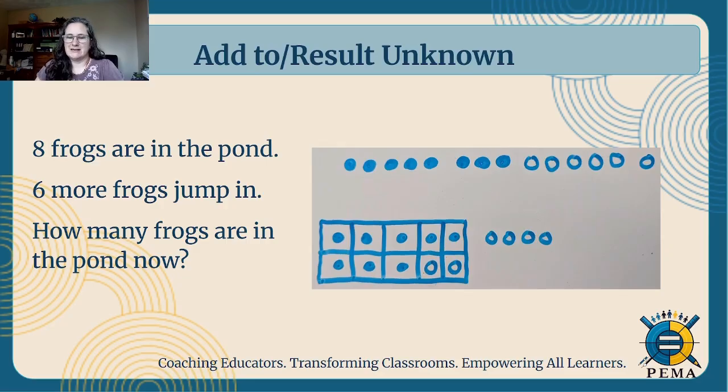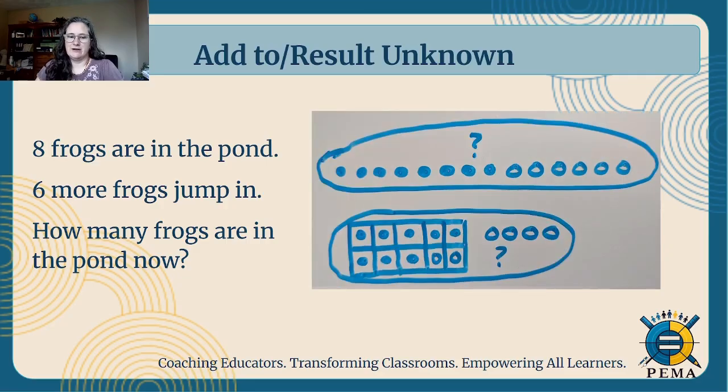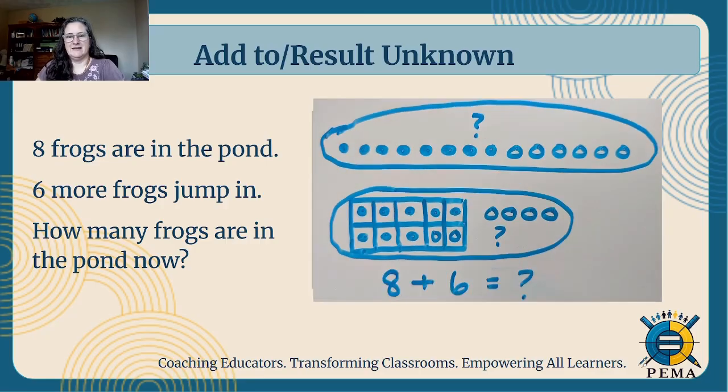Our question is asking, how many frogs are in the pond now? In other words, we want to know, after we added 6 more, what was the end result? How many are in the pond at the end of the story? The equation for this could be 8 plus 6 equals our total result.